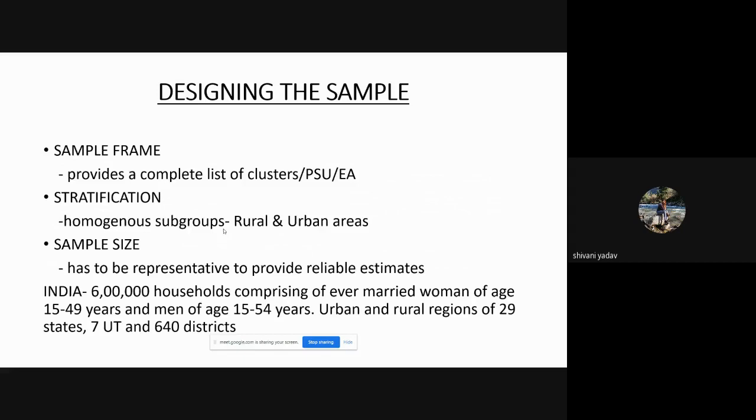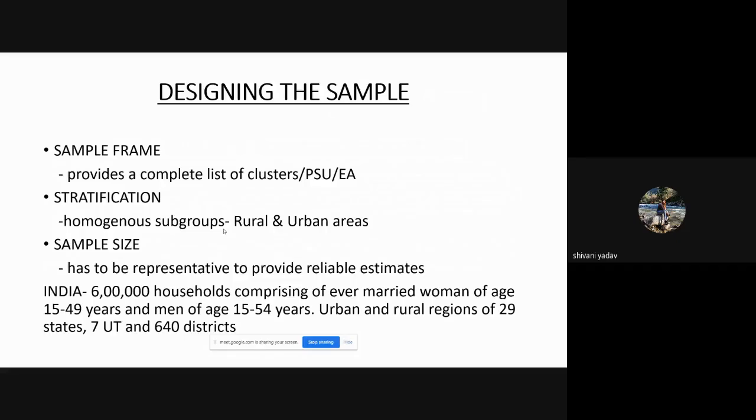The third step is identifying the right sample size. You need to be conscious about the sample size because you need a representative sample. I think DHS helps you with all of this. DHS guides you with the adequate sample size. So for India, it is 6 lakh households, comprising ever married women of age 15 to 49 years, men 15 to 54 years, covering urban and rural regions of all 29 states, 7 UTs, and 640 districts for NFHS 4.